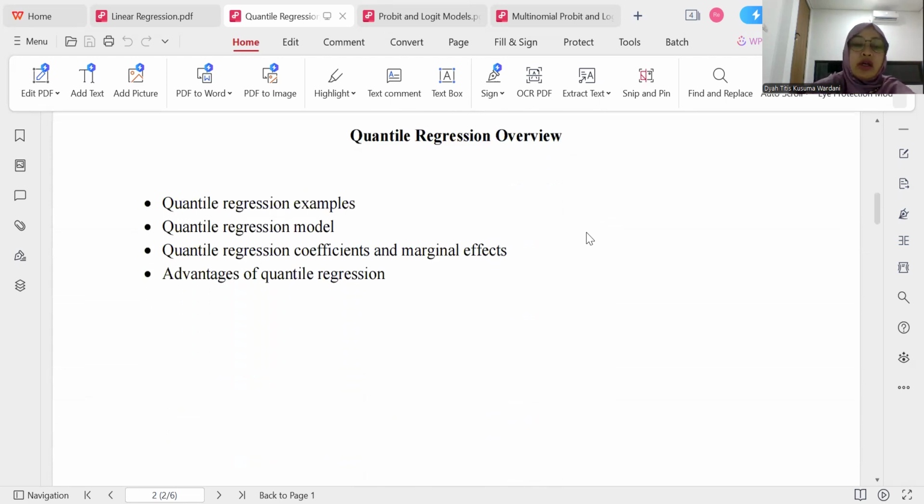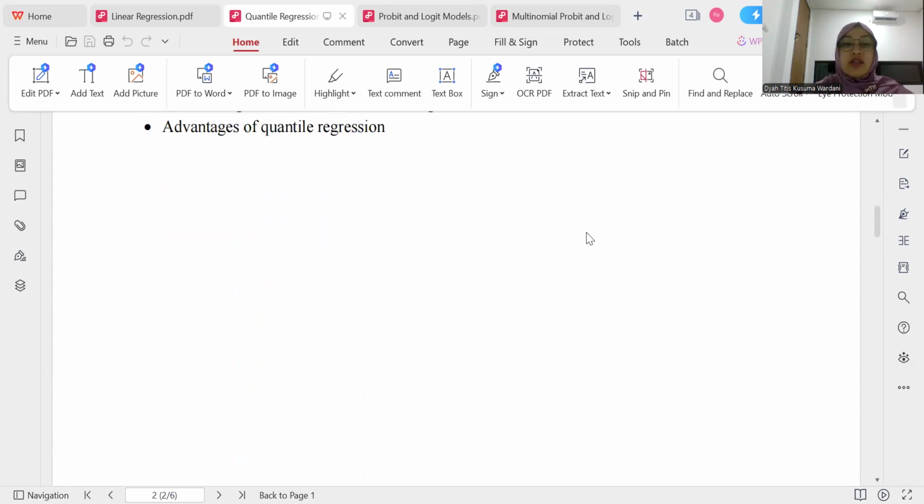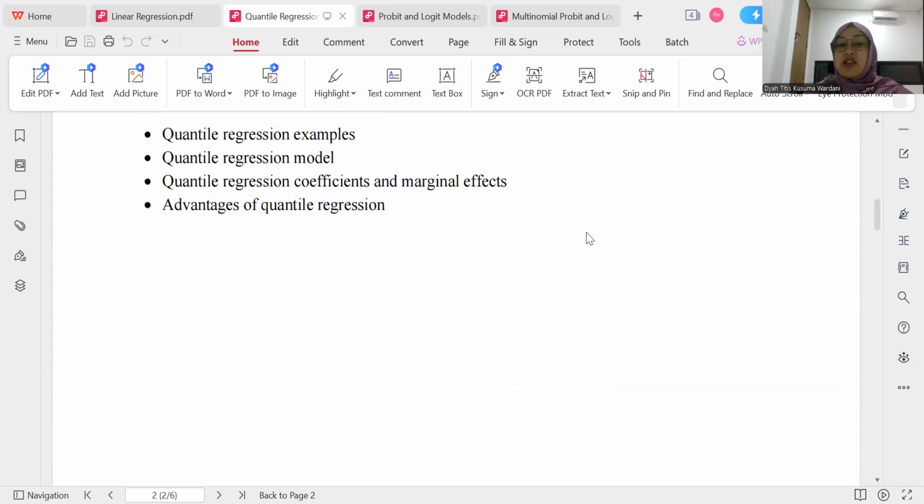Okay, the quantile regression overview. Today, we will talk first about the quantile regression example, the quantile regression model, quantile regression coefficient and marginal effect, and the advantages of quantile regression.